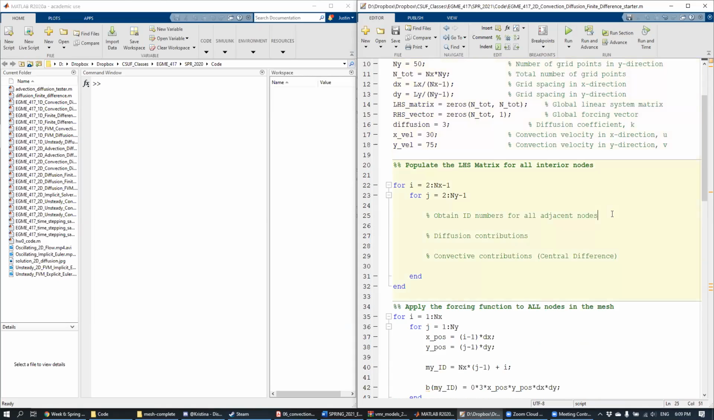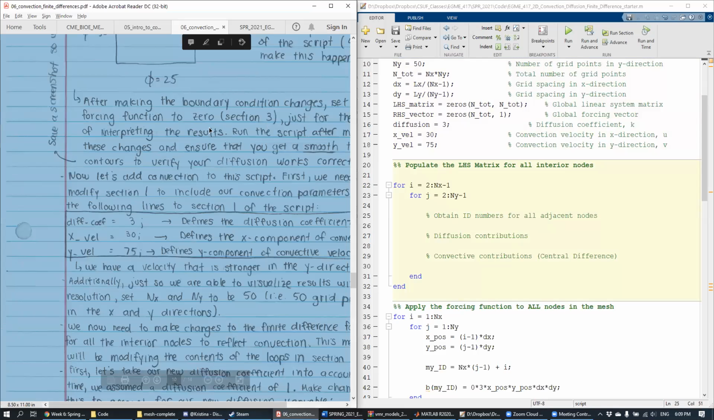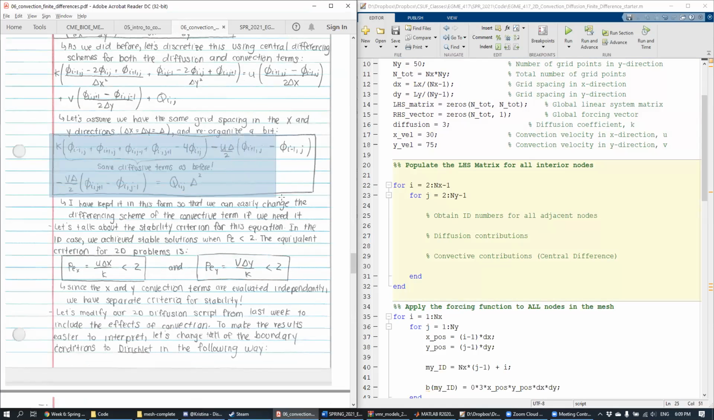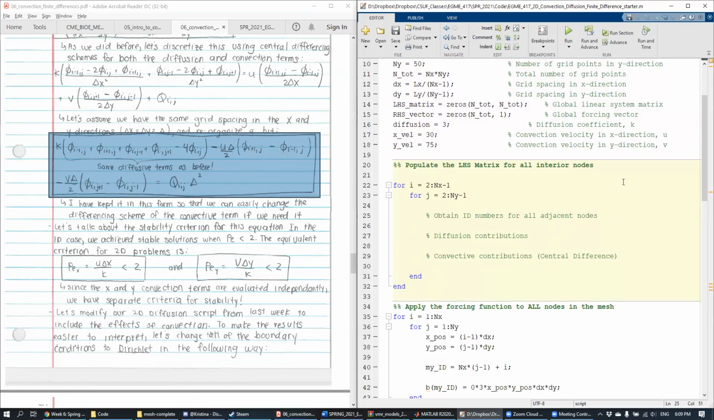Okay, so let's start implementing this code. The first thing we need to do is populate the left-hand side matrix for all of the interior nodes. If you go back into your notes, we basically have this equation here, the last equation that we had in our notes. We want to implement this into code. We want to establish each of these coefficients and put them in the correct places. The first thing we need to do is compute the ID numbers for the IJ node and all its neighbors. This is the same as what we did last week for diffusion.